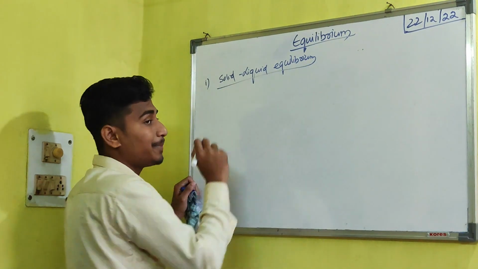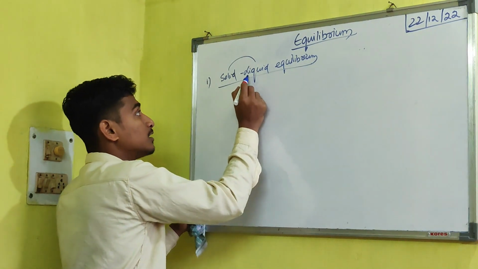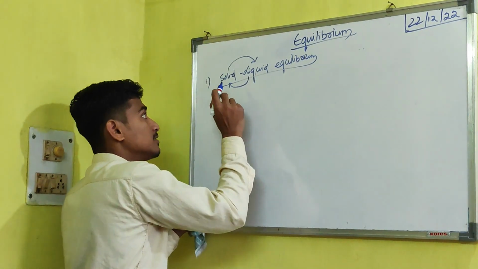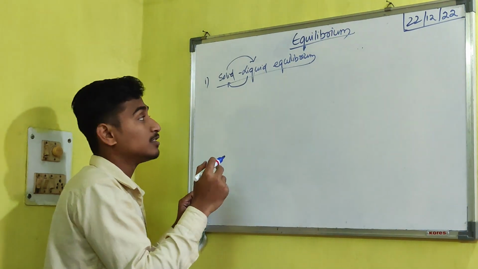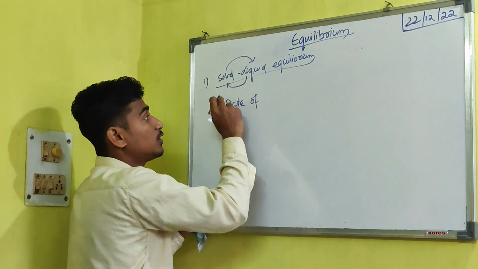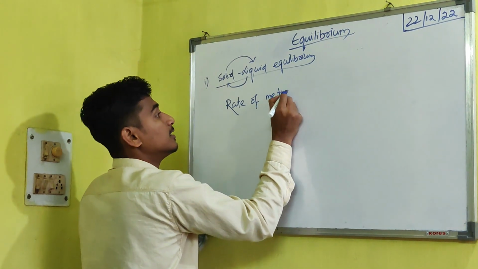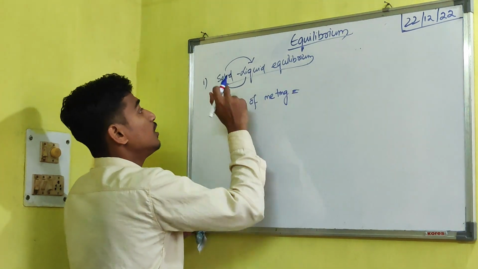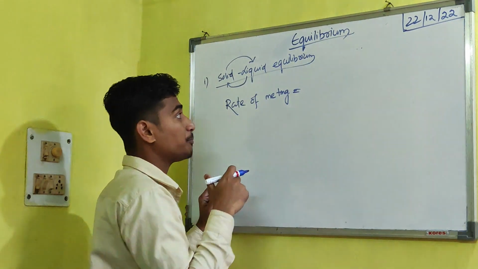Here, the changing of phase is between solid and liquid, and liquid to solid. The changing of phase from solid to liquid is the rate of melting, and the phase changing from liquid to solid is the rate of freezing.